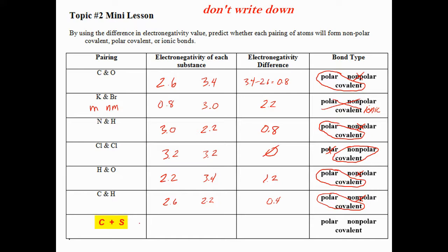Now, carbon and sulfur are kind of interesting. Carbon has an electronegativity of 2.6. Sulfur has the exact same electronegativity of 2.6. So the electronegativity difference is 0. So those are two atoms of different elements, but they actually have a non-polar covalent bond. Most of the time, non-polar covalent bonds will be between two atoms of the same element. But here's a case where carbon and sulfur have the same electronegativity.